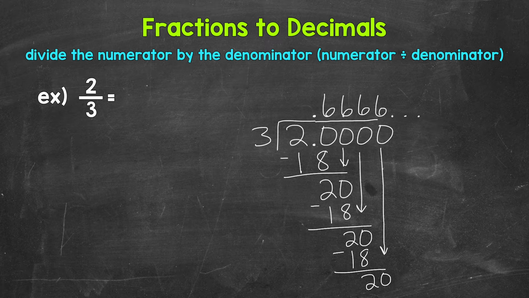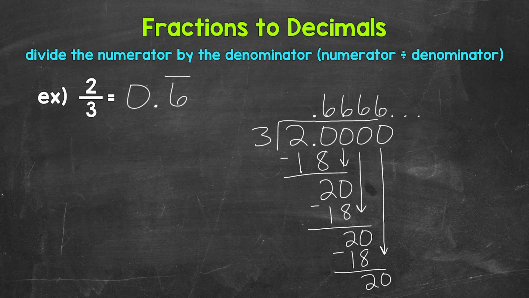So 2/3 equals 0.6, and we can put a bar above that 6 to show that that digit repeats. So 2/3 equals 0.6 repeating. And that's one way to write out a repeating decimal. But another option when we have a repeating decimal is to round. And we can round to whatever place we would like. But for this example, we're going to round to the 10ths place and the 100ths place.